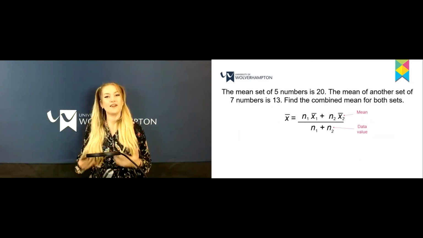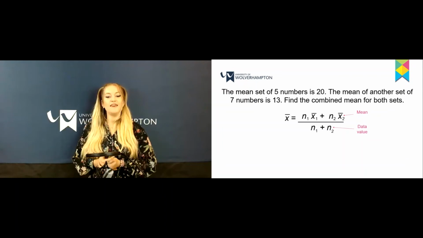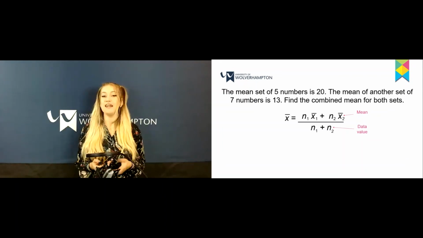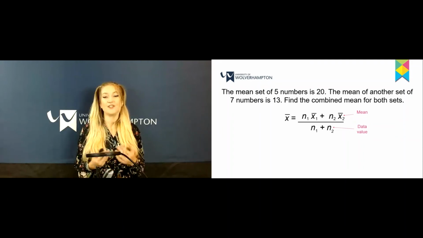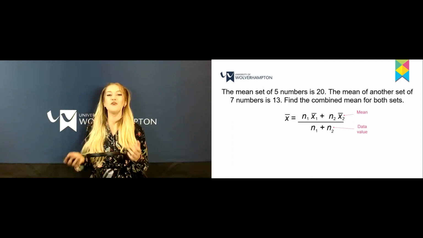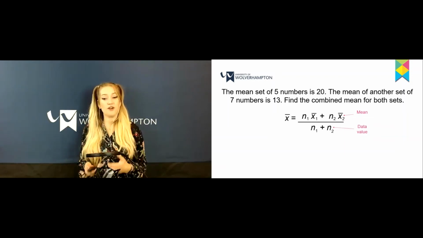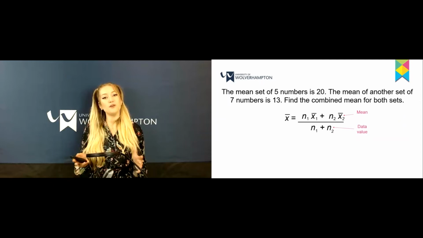So here's a quick example. The mean of a set of 5 numbers is 20. The mean of another set of 7 numbers is 13. Using the formula on the page, try and work out the combined mean for both of these sets. So pause this video here and then press play when you think you've got the answer.